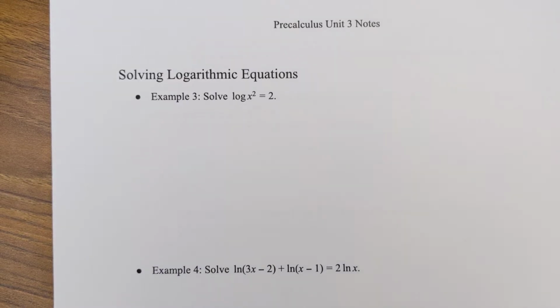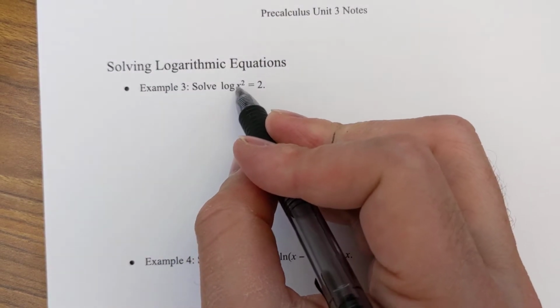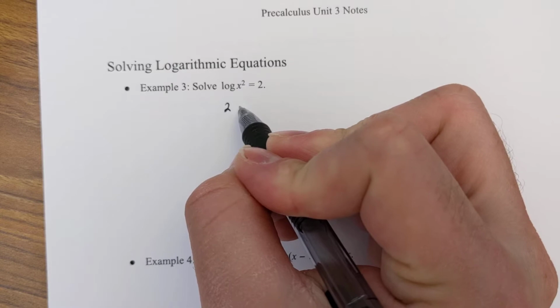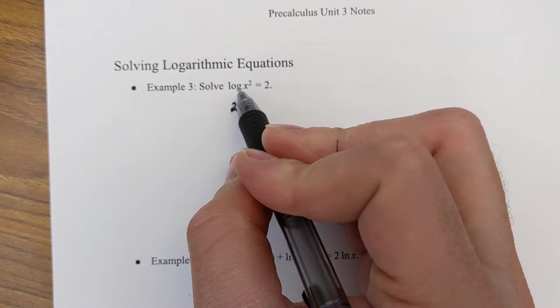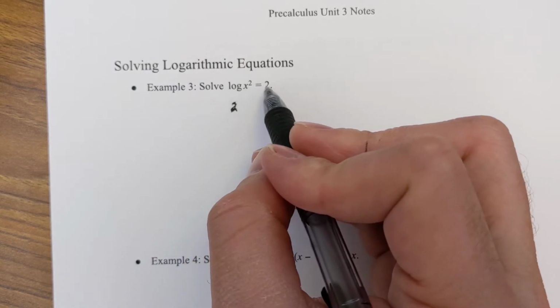Okay, so logarithmic equations. So solve log base x of 2 equals 2. So the first step is, oops, sorry, wrong thing. So if I want to get rid of a log, I use the base, and these numbers become exponents on the base.